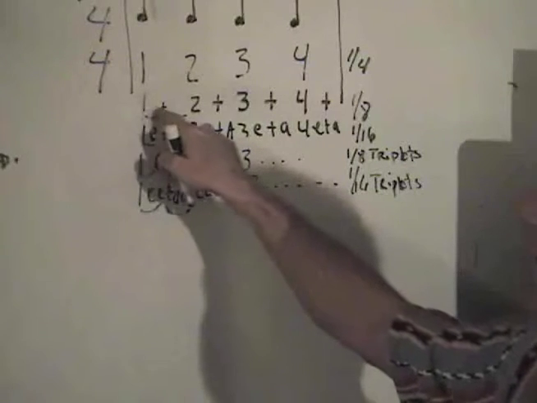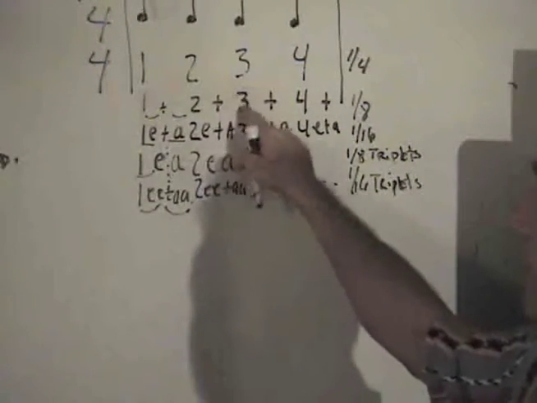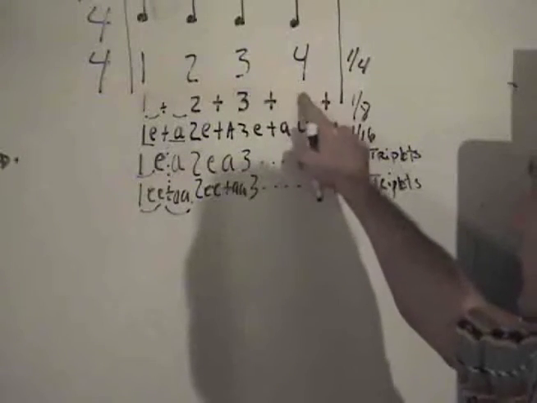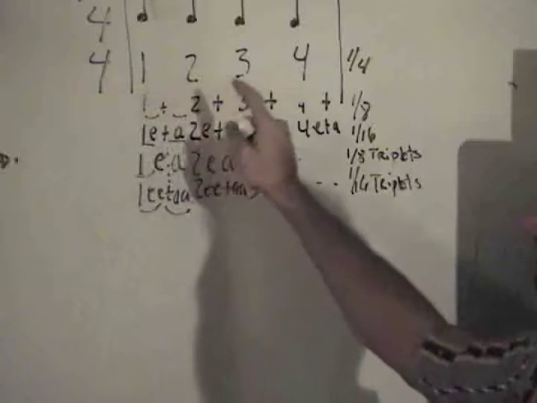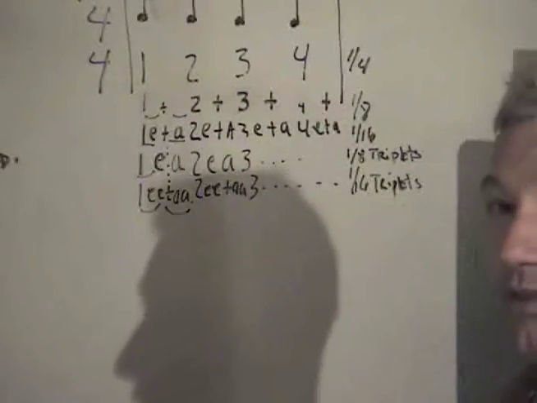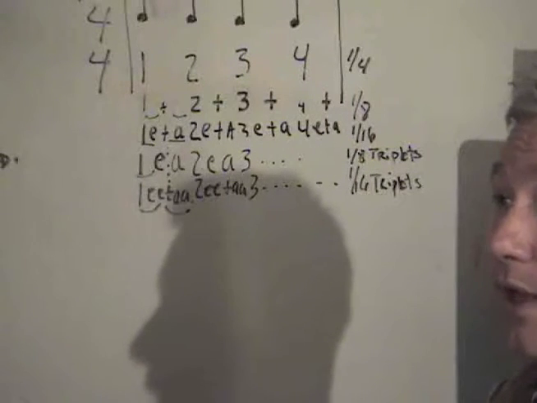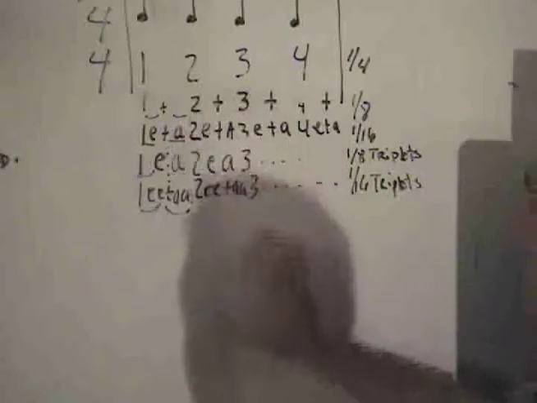So this would be 1 and softly, 2 and 3 and, we could leave the 4, we could make the 4 small. 1 and 2 and 3 and 4 and. So whatever we say loudly is what we play. Whatever we say softly, we rest. We just rest in that spot. You can do that with any of these rhythms.